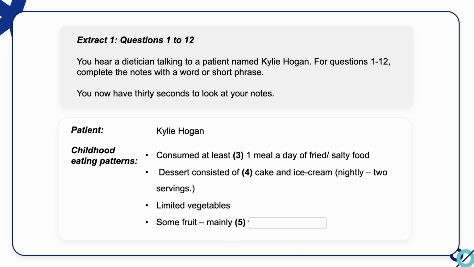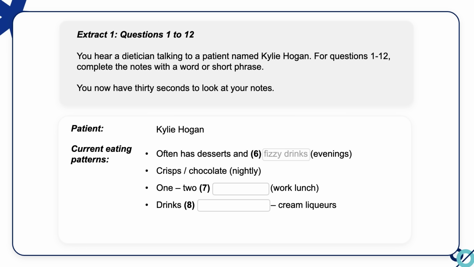She said dessert was usually cake and ice cream. Number 5, the answer is watermelon. The only fruit that she enjoyed was watermelon. Number 6 is fizzy drinks. She indulges in desserts and fizzy drinks.